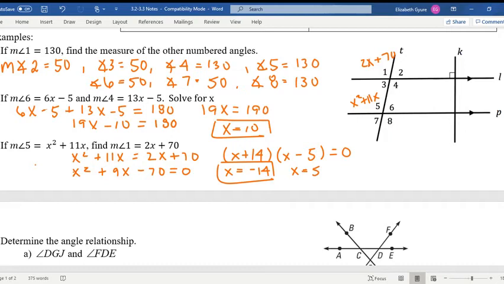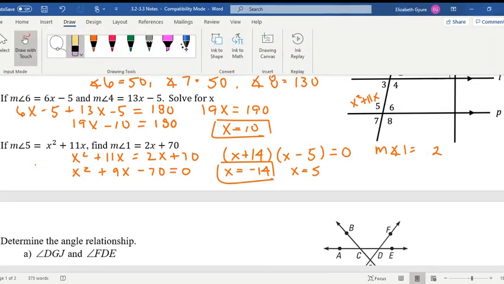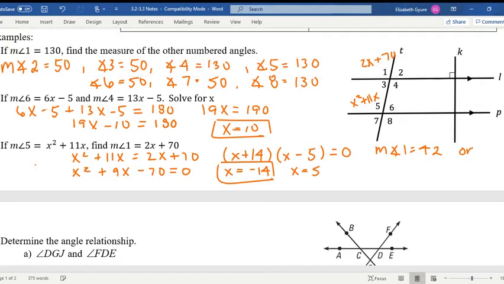Okay. And we didn't have to find the, or if that, well, yeah, it says to find the measure of that. So I guess we should plug it in. So the measure of angle 1 in one situation would be 42. That's what we get if we plug in that negative 14. And then if you plug in 5, we'll put an or.